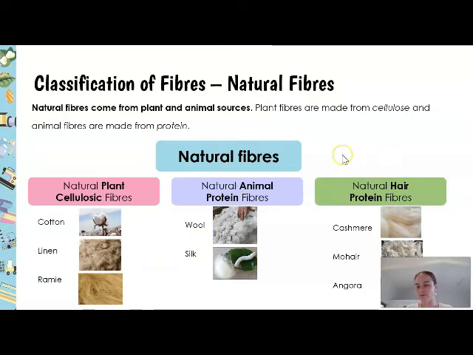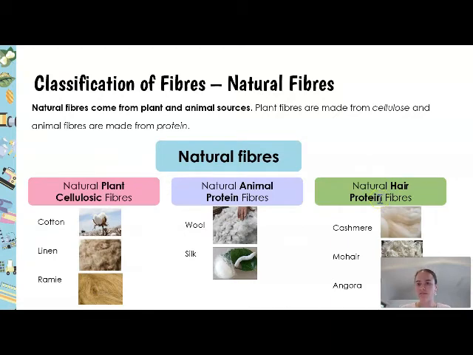And then you've got natural hair protein. Okay, so cashmere is from the cashmere goat, mohair is from the mohair sheep, and angora is from the angora rabbit. Okay, so they are hairs, types of hair protein. This is animal protein fibres. So you've got wool and silk, and then you've got cotton, linen, and ramie, which are all cellulosic plant fibres. So under the branch of natural fibres, you've got these fibres.